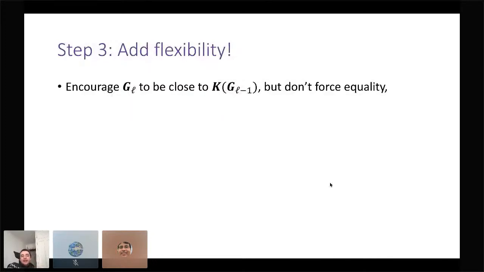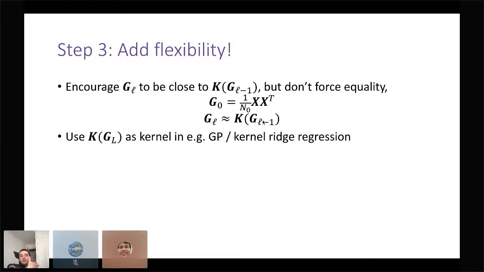So the game we're going to play is to encourage the gram matrix at the next layer to be close to the kernel function applied to the gram matrix at the previous layer, but we're not going to force equality. So we're going to start again with the data gram matrix, and then the gram matrix at the next layer is going to be close to, but not the same as, this nonlinear transformation of the gram matrix at the previous layer. And then we're going to use that top layer gram matrix as the kernel, for instance, in a Gaussian process or in kernel ridge regression. Okay.